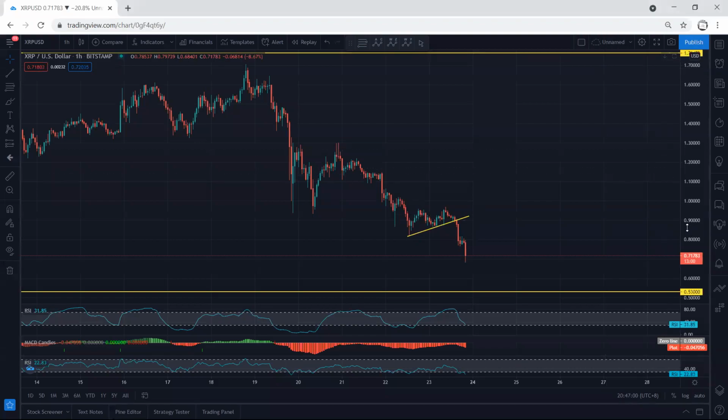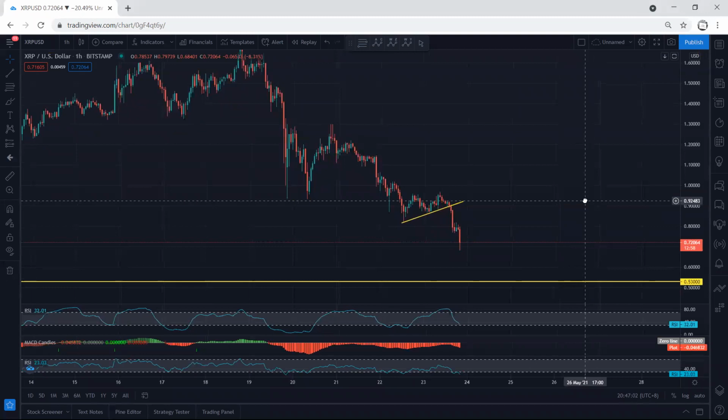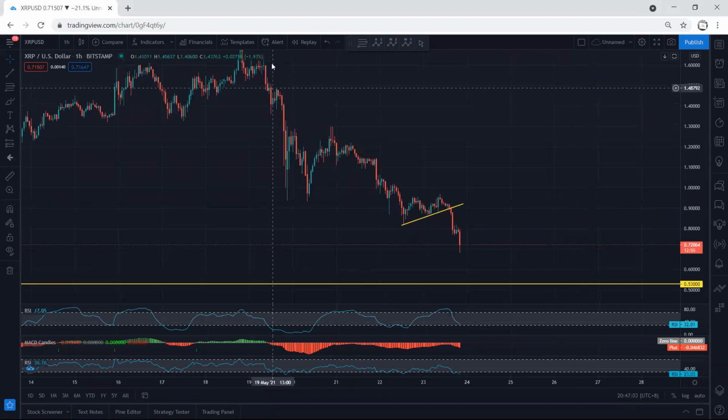XRP, we start with the 1 hour chart. I just want to give a quick update. First of all, whoever got the trade either from this correction, or anywhere from this move, they have to move their stop loss to break even if they want to keep the trade.